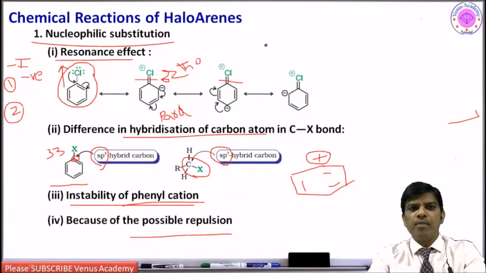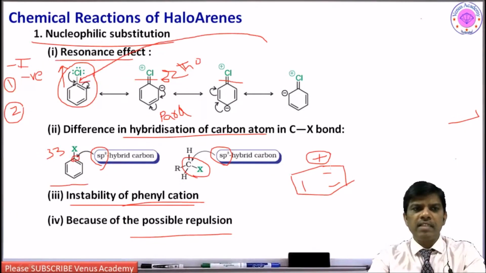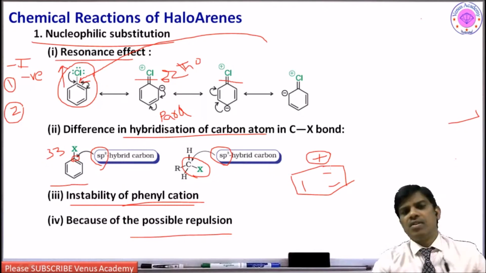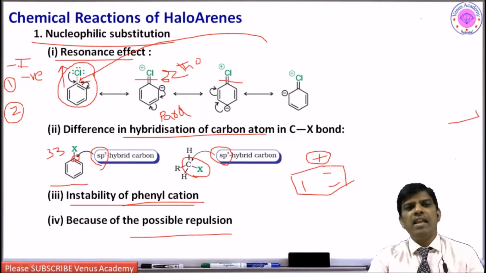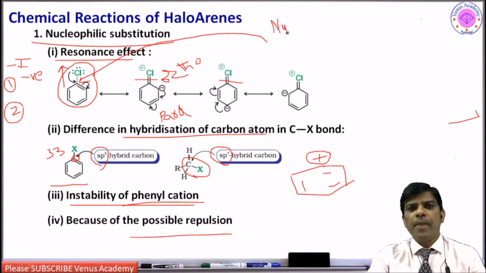When some nucleophile wants to attack this carbon, this is nucleophilic substitution, where someone wants to substitute this chlorine atom with a nucleophile, and the incoming nucleophile also has an electron pair. So this electron pair is going to repel. That is why nucleophilic substitution is not observed in haloarenes.